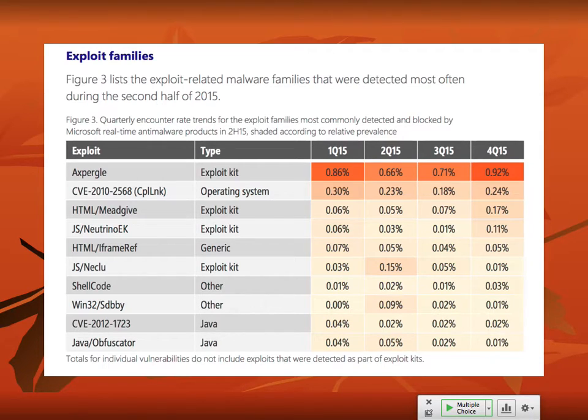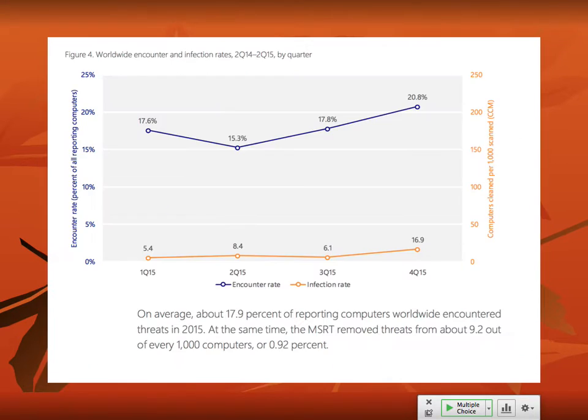And the threat is not that bad. Less than 1% of machines get infected by these things these days. But here's how many of them have encounters and infection rates. And you see it is 20% of all the machines in this quarter have encountered malware, but only 16 out of 1,000 got infected, and Microsoft then cleaned it.